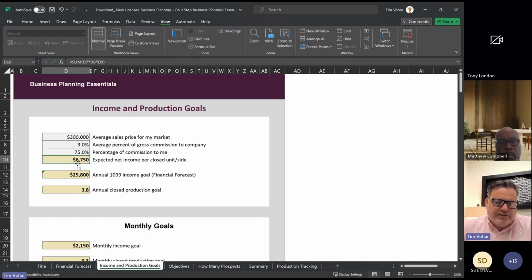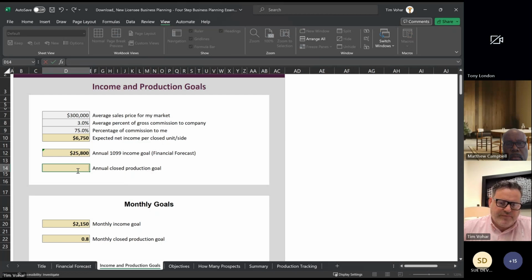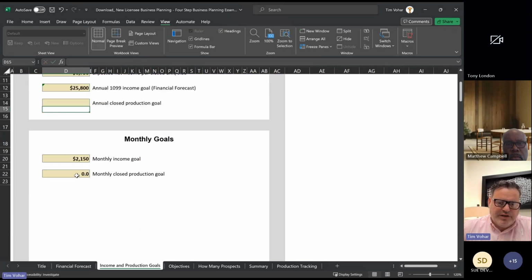So you can expect to get $6,750 out of that $300,000 sales price. There's your number. There's your annual 1099 based on a production of 3.8 closed. So if I change that to 10, it will, whoops, that's doing the math wrong. Sorry. We got to get down into some other sheets.